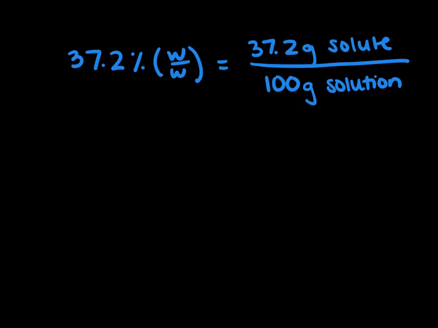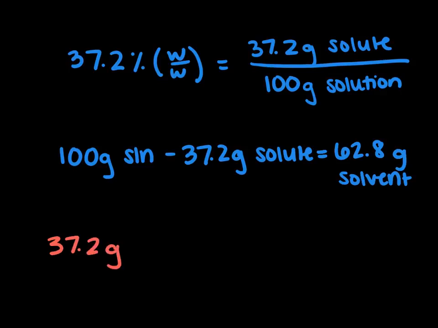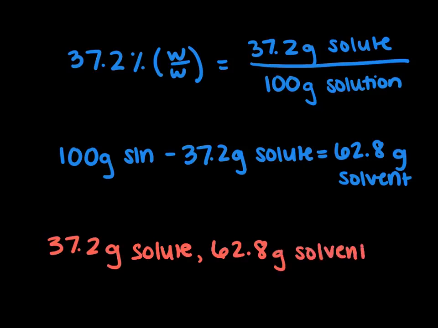Within the solution, we have the solute and the solvent. HCl is the solute and water is the solvent. If we subtract 37.2 grams from 100 grams, we can find the grams of solvent. Now we have determined that we have 37.2 grams of HCl, which is the solute, 62.8 grams of water, which is the solvent, which makes a total of 100 grams of solution.